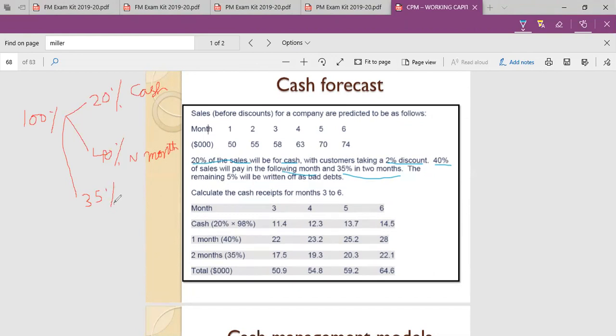So the following month would be 2 months later, because this is the first month, the same month in which the sale was made. This is the next month. Okay. This is 2 months later. So same month, zero. If we put it as t is equal to 0, this is t is equal to 1, first month. This is t is equal to 2, second month. So that's the following month.